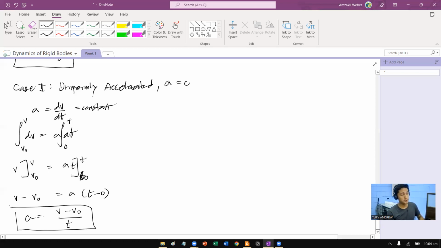So, this is one of the equations for motion that is uniformly accelerated. This is not yet complete. We still have another two equations that we can derive from this condition. What about A dx equals v dv? What can we do about it? A dx equals v dv. Again, the constant is a.